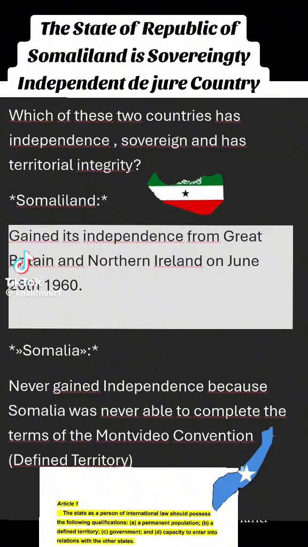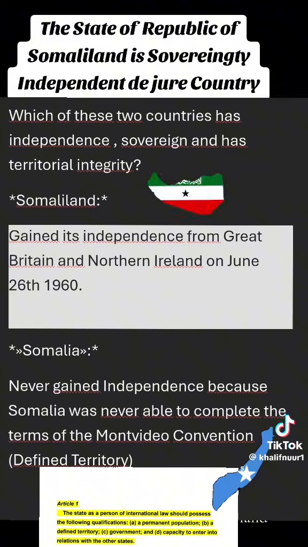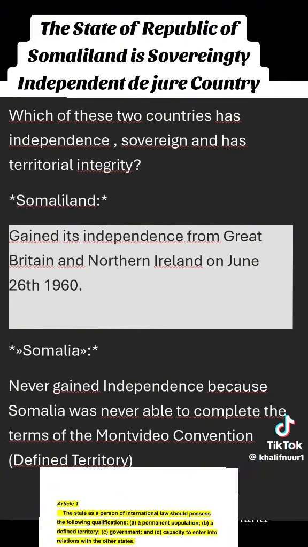The Somaliland Order in Council 1960 was a legal document issued by the British government to formalise the independence of British Somaliland on June 26, 1960. It ended British authority in Somaliland and established a framework for self-governance.